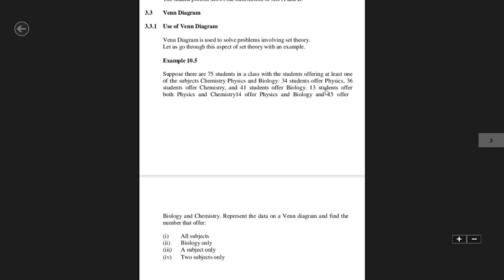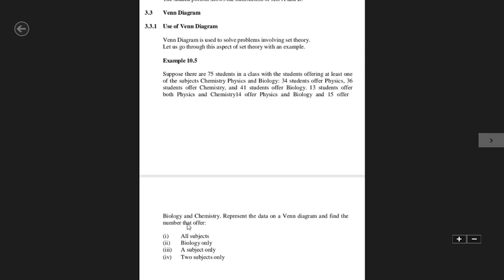Then 34 students offered physics, 36 students offered chemistry, and 41 students offered biology. Then out of those 75 now, 13 students offer physics and chemistry, then 14 offer physics and biology, and 15 offer biology and chemistry. Then they now say we should represent the data on a Venn diagram.